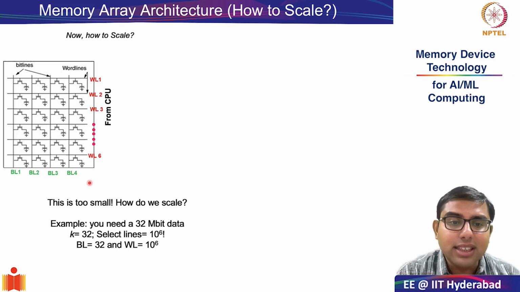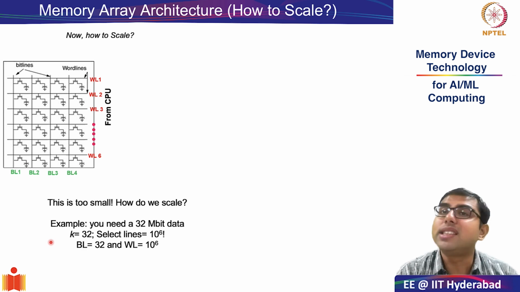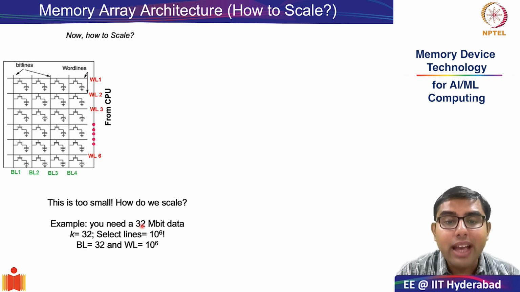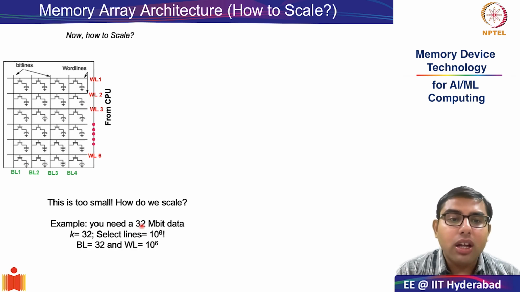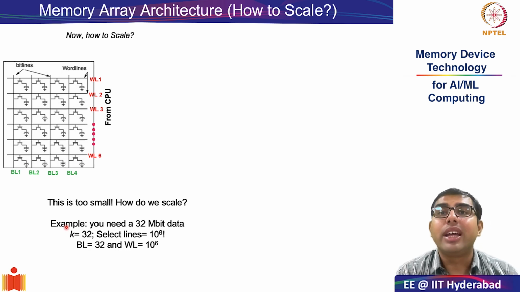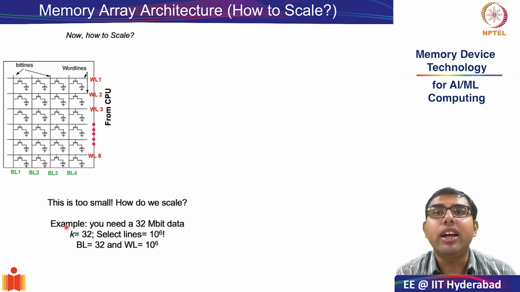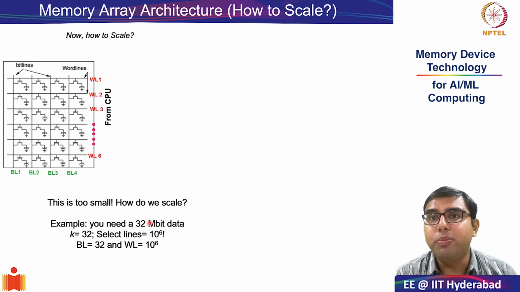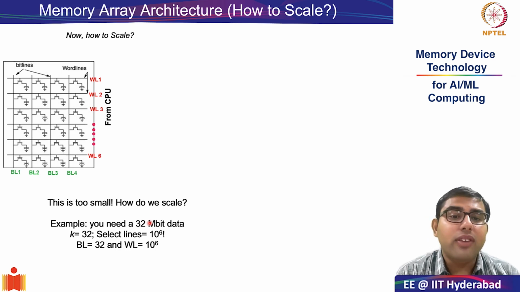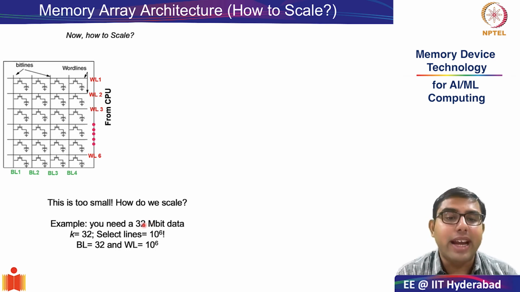And to understand this, today in this class, we will take a very simple example. We will take an example where you need 32 megabit of memory and the word length K is 32. So we are considering an older generation of technology where the word length was 32, and the expectation from the CPU is that there will be 32 megabit data.